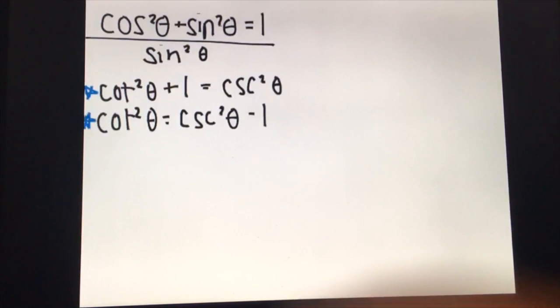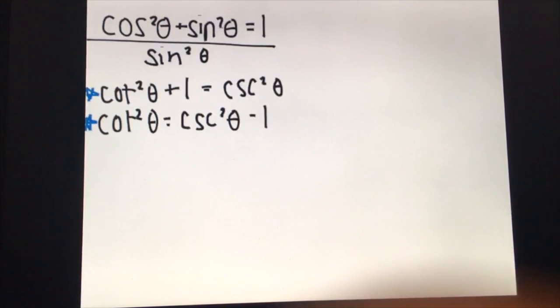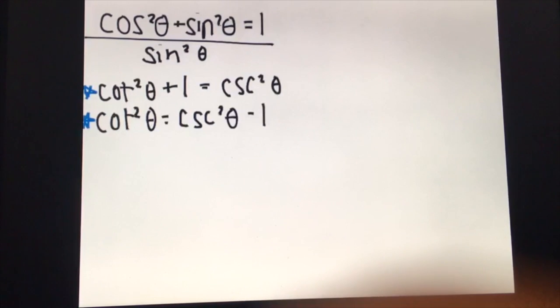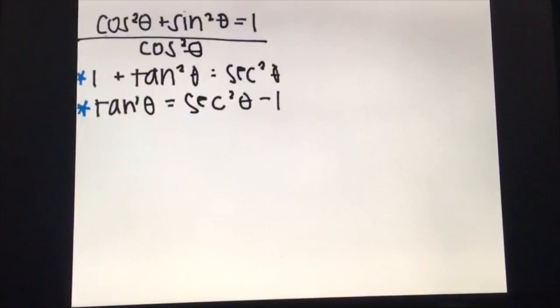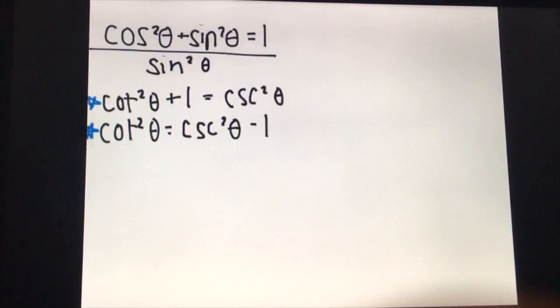So there's all of our Pythagorean identities, and we're going to use these to solve proofs, and they will be substitutions. You can also use them in solving trig equations. These are super helpful. You need to know these. So all of these with the blue stars, these are our Pythagorean identities. So no need to memorize these because you can derive them super easily.